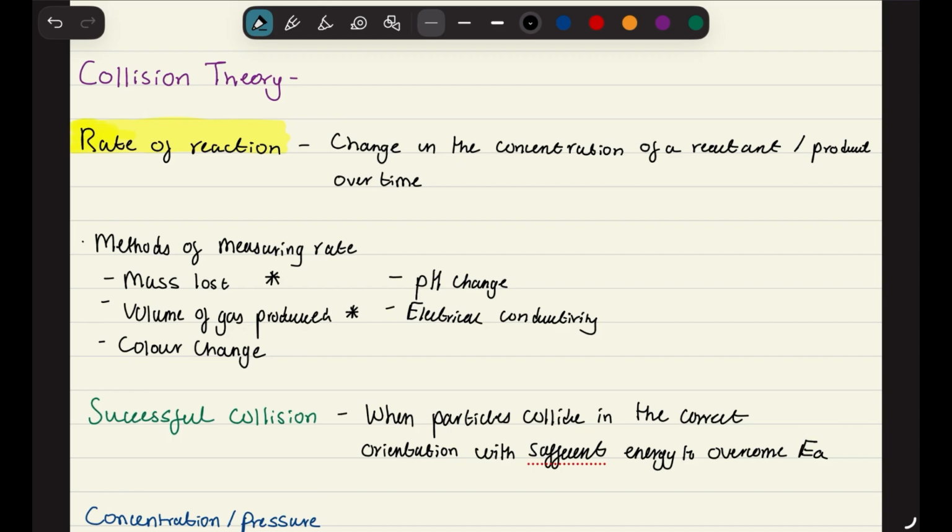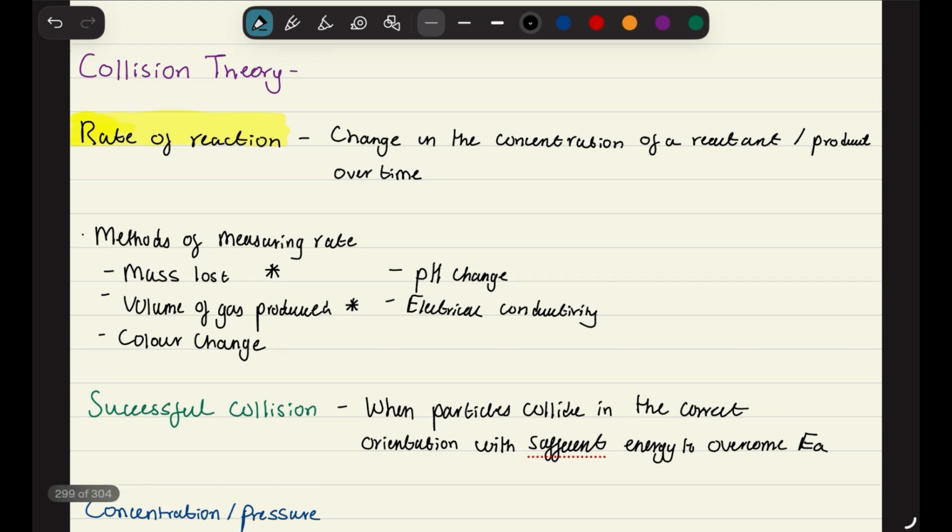is equal to the change in the concentration of a reactant divided by time. It can also be the concentration of a product as well. In terms of measuring rate, we do need to know how to do this experimentally, but essentially we'll either be doing mass loss, volume of gas produced, color change, pH change, or electrical conductivity.